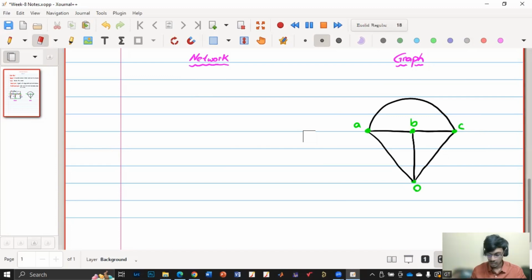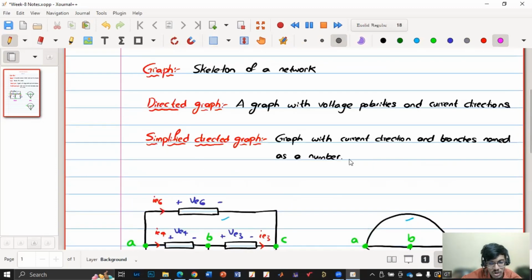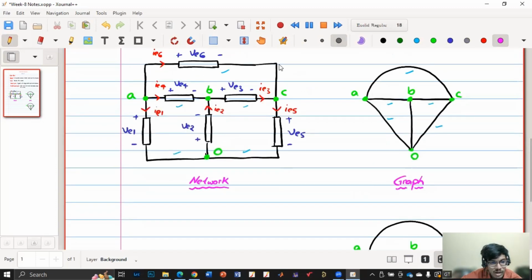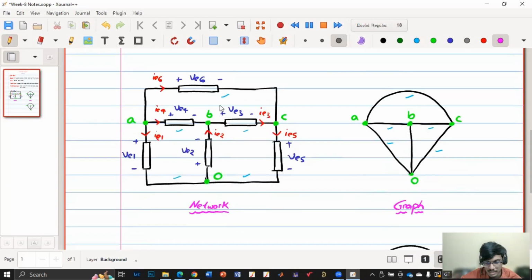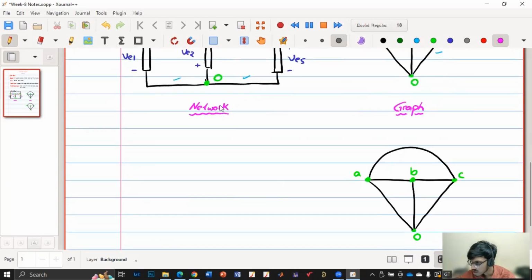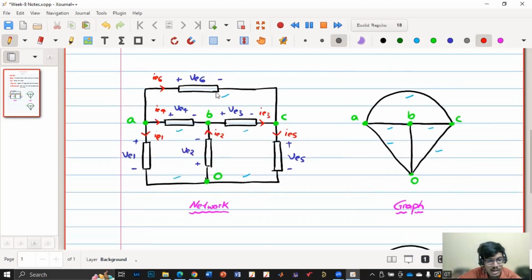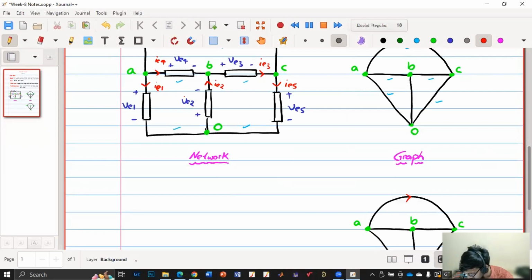Now, what is a directed graph? A directed graph is one which has voltage polarities as well as current direction. So individually for each branch, we have to define the current direction as well as the voltage polarity. If I consider A to C, it has current direction from left to right and voltage polarity VE6. First, let us draw the current directions, then automatically we can draw the voltage polarity. So IE6 is left to right, and IE4, then IE1.